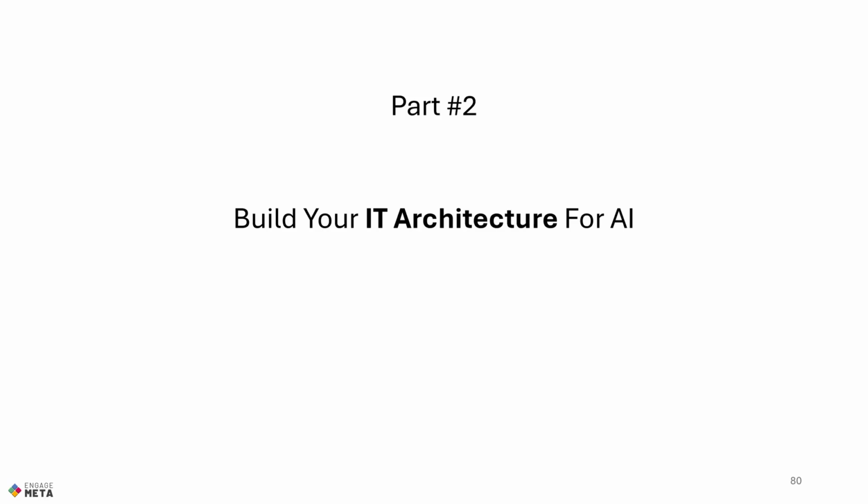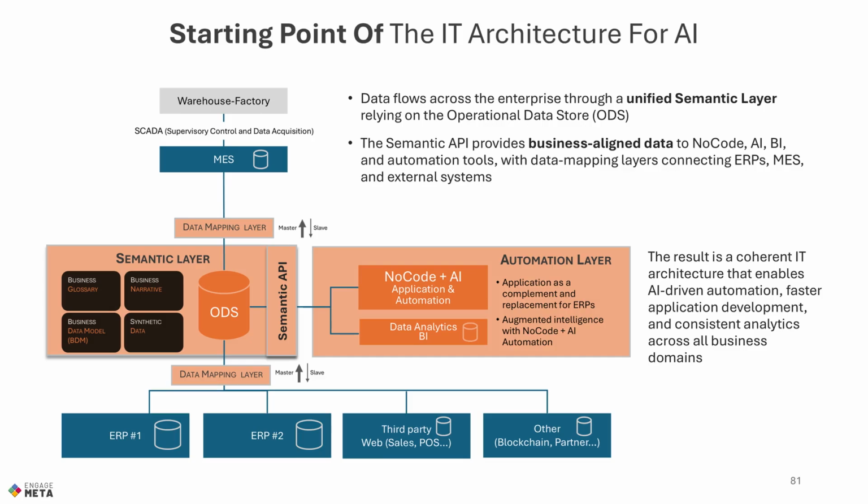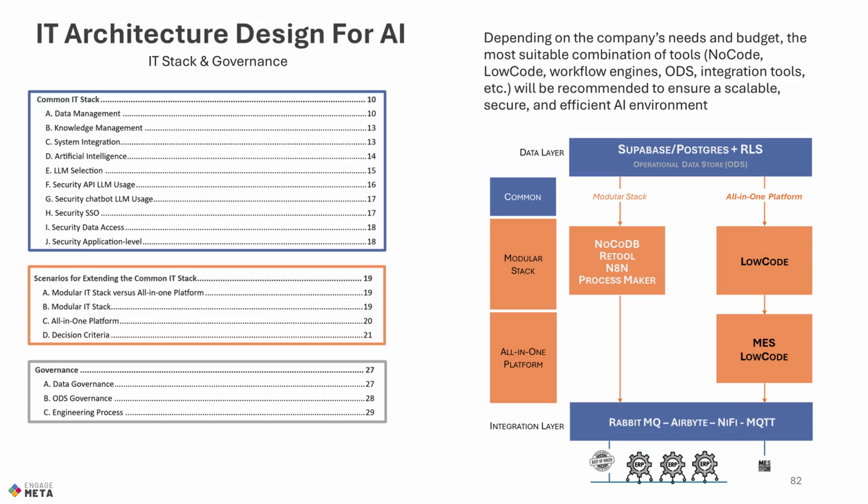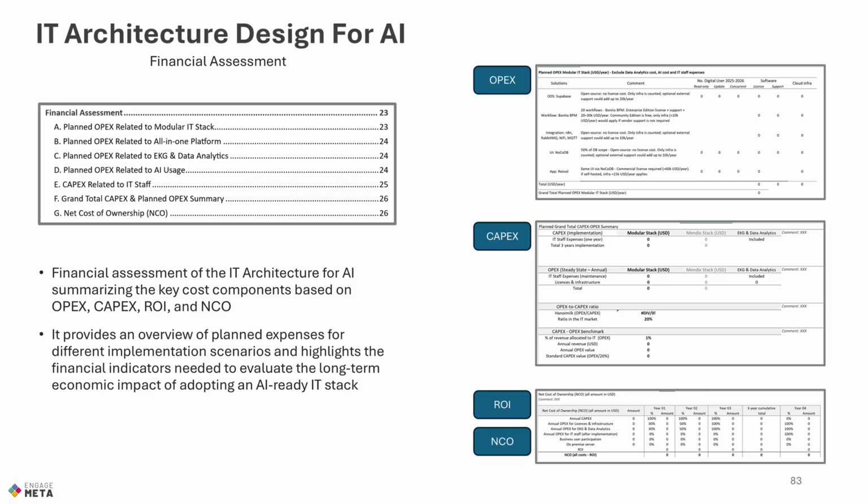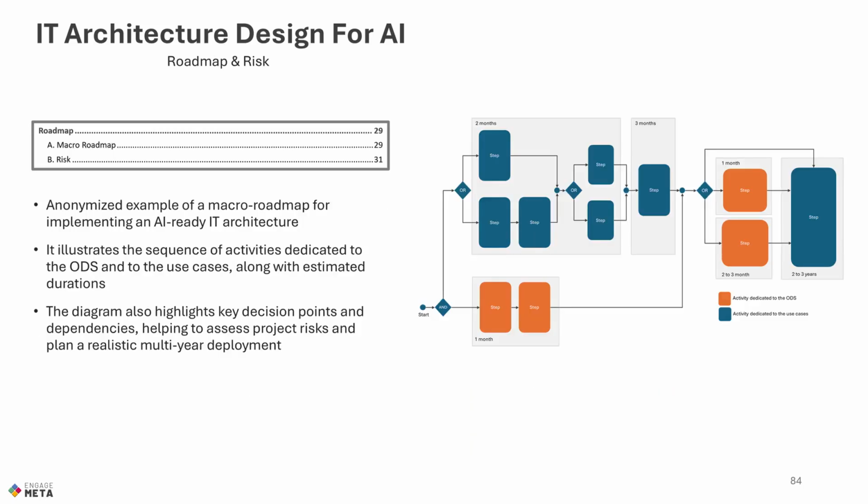Semantics meet infrastructure. The semantic layer becomes the entry point for AI. All systems consume business-aligned data. The IT stack is selected based on scale and governance. Flexibility and security are key. Financial analysis covers CAPEX, OPEX, ROI, and NCO. It supports informed investment decision. The roadmap structures deployment over time. Risk and dependency are made explicit.